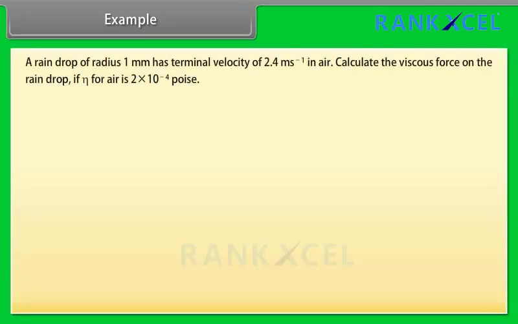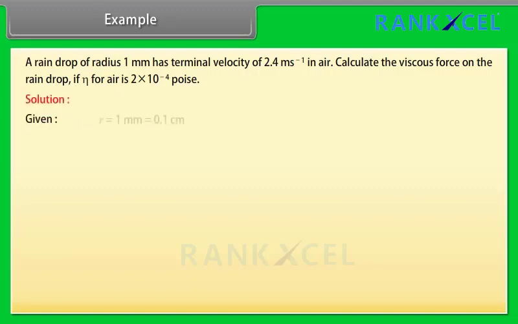Example. Let's take an example on Stokes' law. A raindrop of radius 1 millimeter has terminal velocity of 2.4 meter per second in air. Calculate the viscous force on the raindrop if eta for air is 2 into 10 raised to the power minus 4 poise. Let's see the solution.